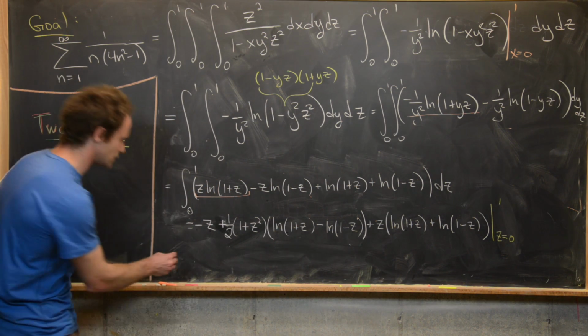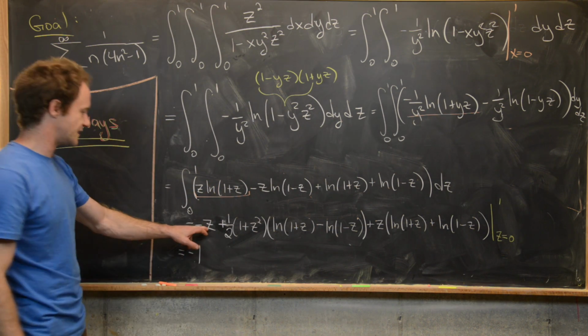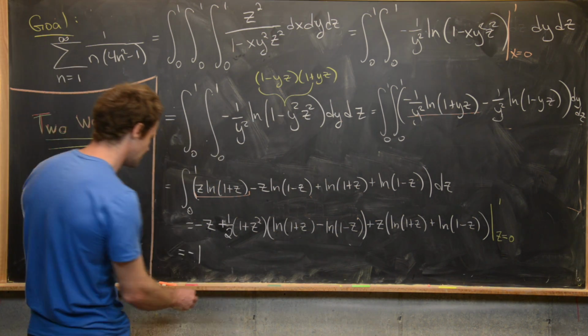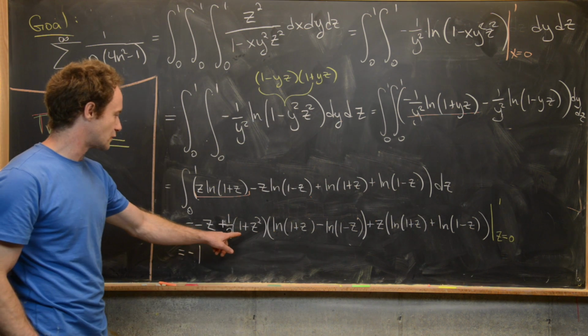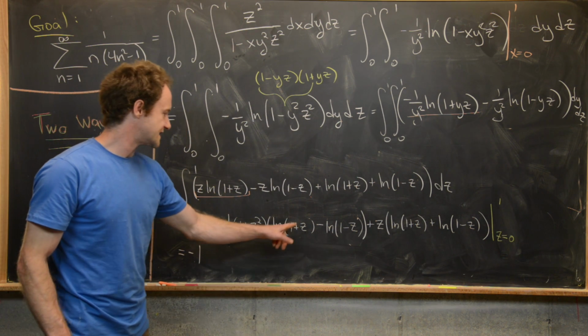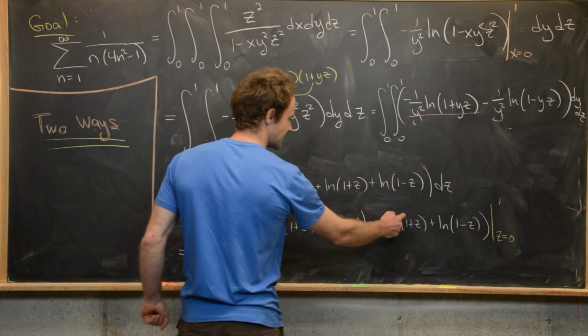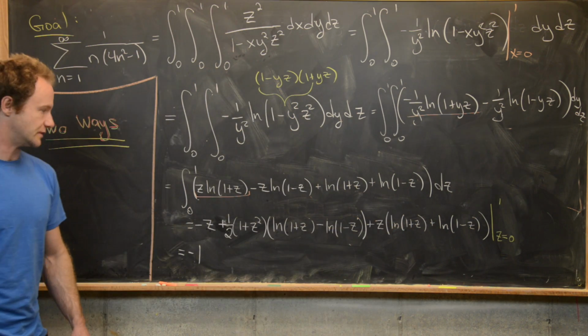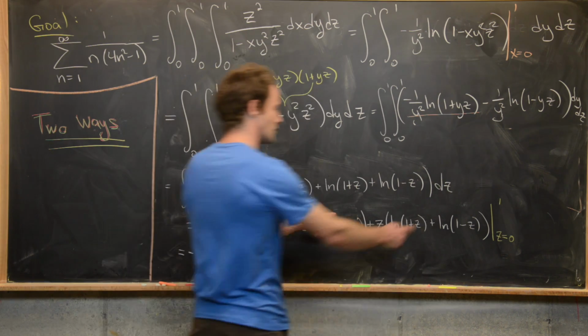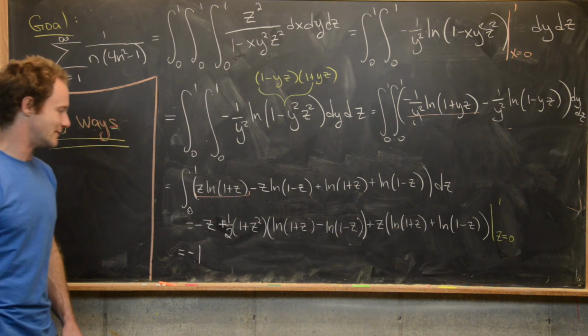So plugging in z equals 1, we'll have a negative 1 for this term. Good. And then plugging in z equals 1 here, notice it's okay with this guy, we'll get natural log of 2. It's okay with this guy, we'll also get natural log of 2. But it's not okay with these two, we'll need to take a limit.